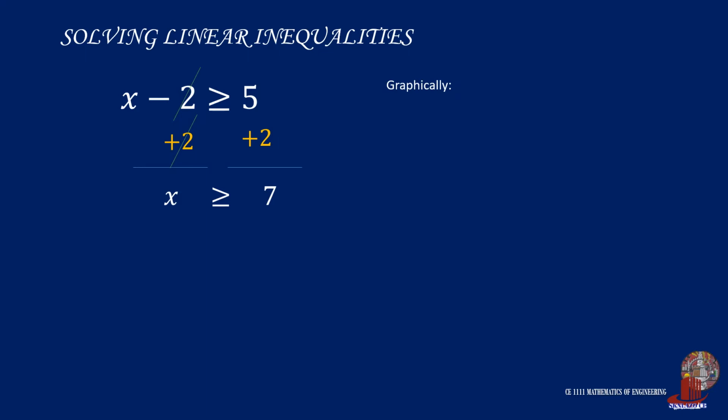To show the answer graphically, we use a number line and identify 7. X includes 7, so we use a closed interval. Then x is greater than 7, so the arrow moves to more than 7 directed to positive infinity. This can be denoted as bracket 7 and positive infinity with a parenthesis.